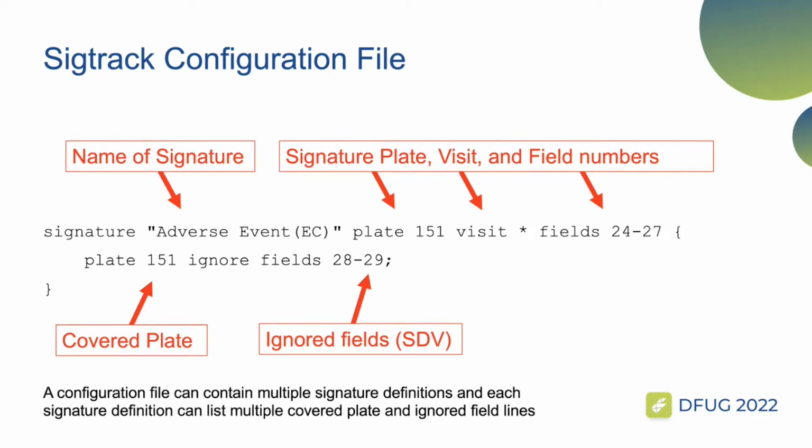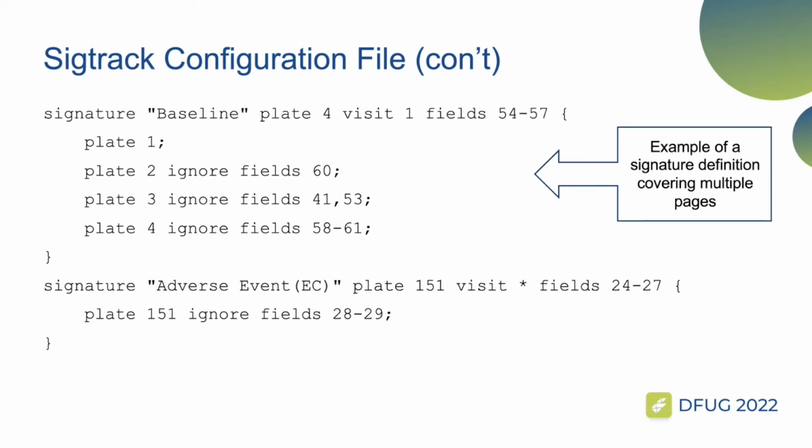So a configuration file can contain multiple signature definitions. We'll see that in the next slide. And it can also list multiple covered plates and ignored field lines. So if you do that, this is what it would look like. If you have a baseline form that has 4 plates, then you could say the signature's name is baseline. It's on plate 4, visit 1, because it only appears once in your study.